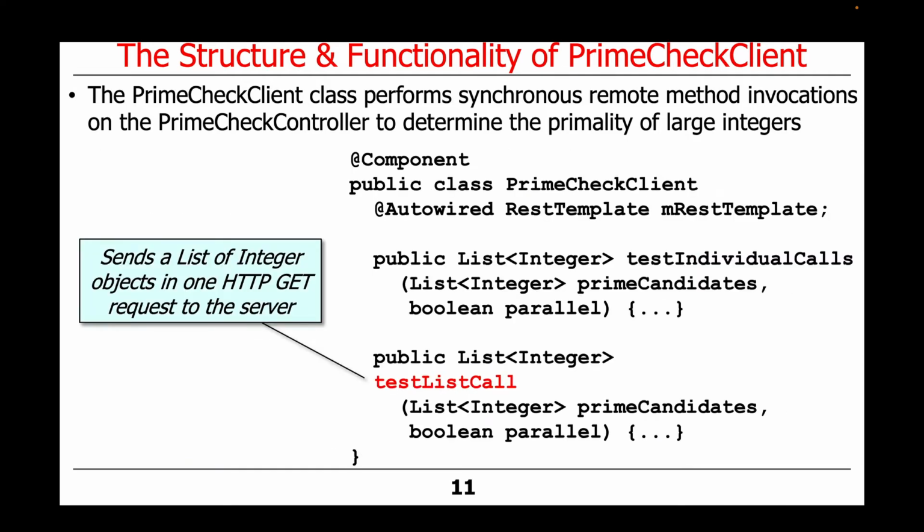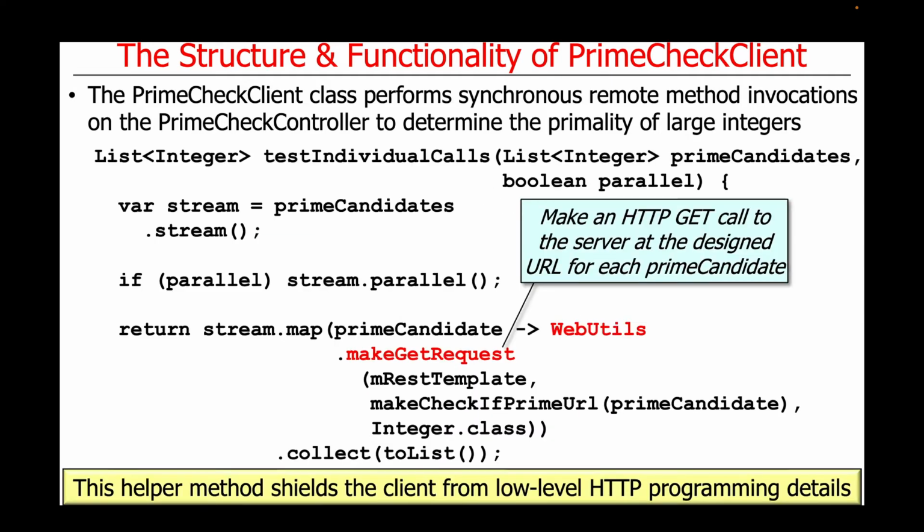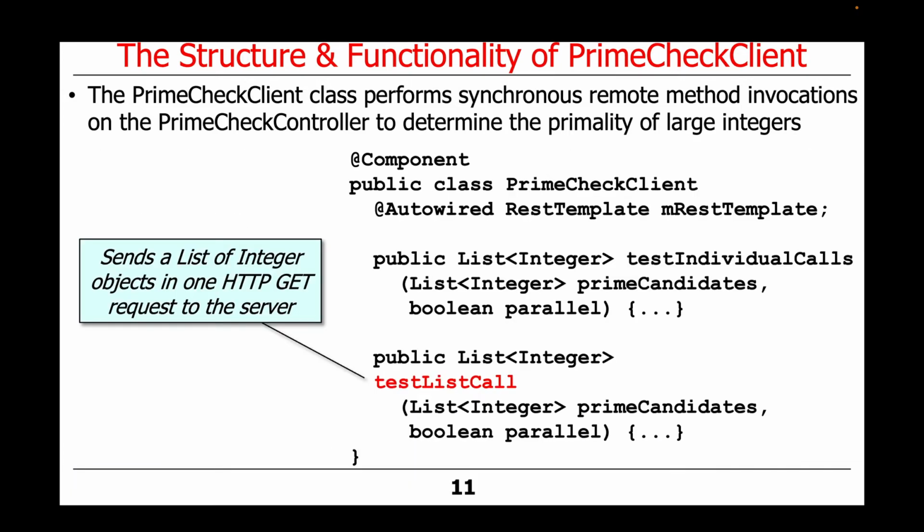Now let's turn our attention to an overview of the test list call method. This is the client method that sends a single list of integer objects in one HTTP GET request to the server. So unlike the previous approach where we sent a bunch of requests, one for every integer, this is going to make one request, one fell swoop, as I like to say, and send all the information over once.